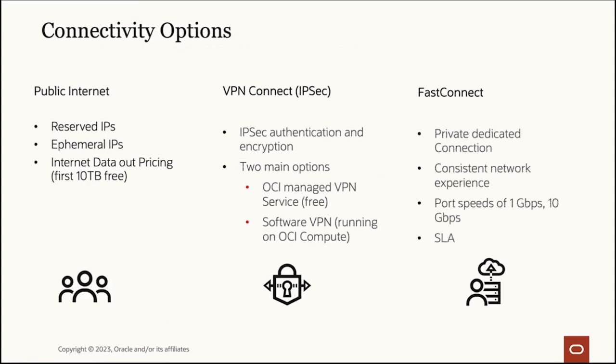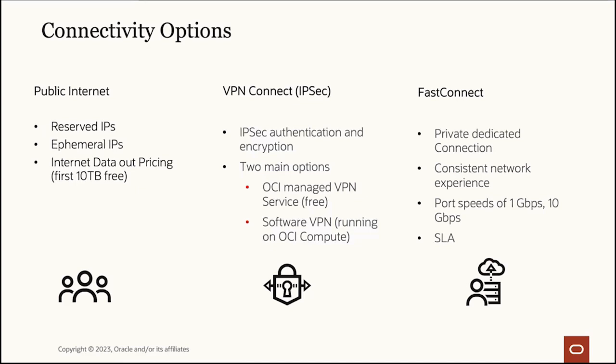Next, we have connectivity options, first of which is the public internet. As talked about with the load balancers, you're going to have reserved IP addresses, which is a dedicated IP address for a resource, or ephemeral IP addresses, which is an IP address that's arbitrarily taken from the unused IP addresses in your subnet mask, in your CIDR mask. Third bullet point is internet data out pricing with the first 10 terabytes free.